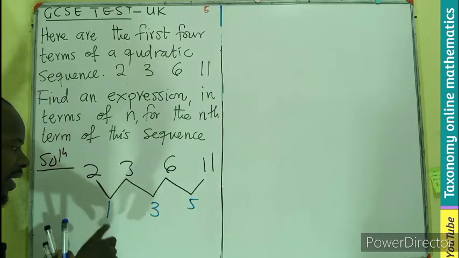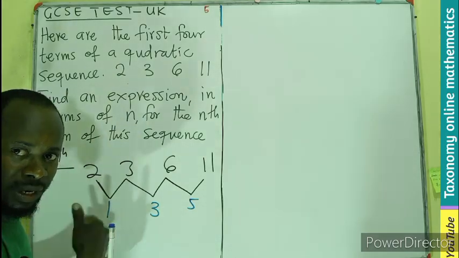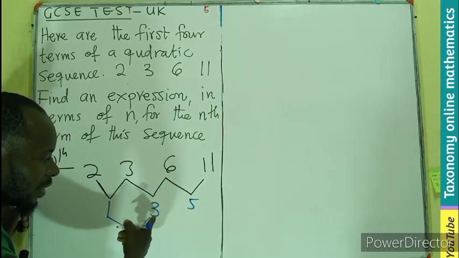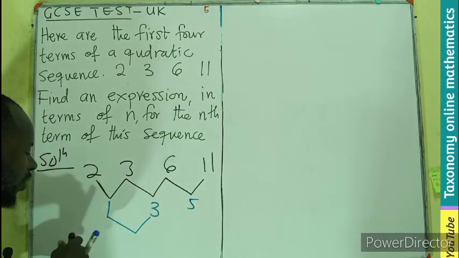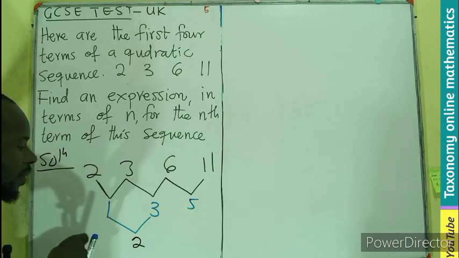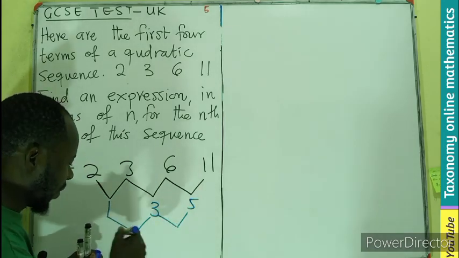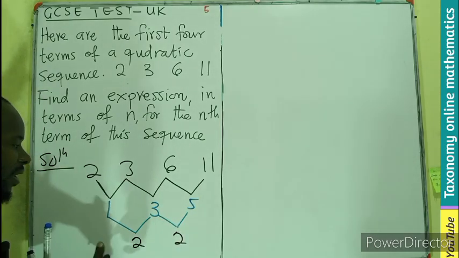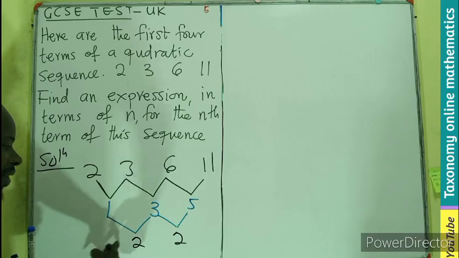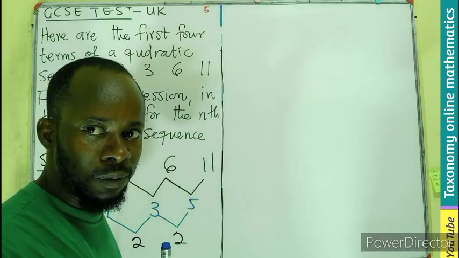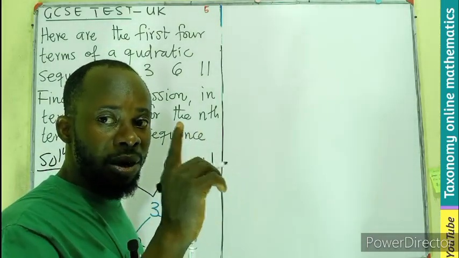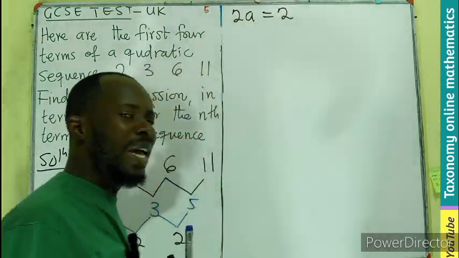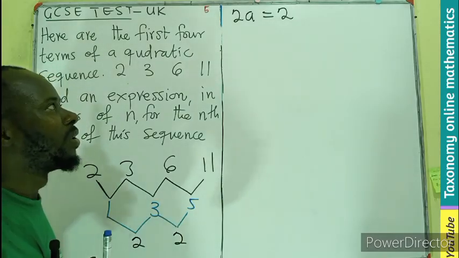Okay, so you can see that the differences are not common. So this is not the common difference you're looking for. Let's find the successive differences. 3 minus 1 will give us 2. Then 5 minus 3 will also give us 2. This is the first difference, this is the second difference, and the second difference is common. So we can say that 2a equals the second difference, which is the common difference.